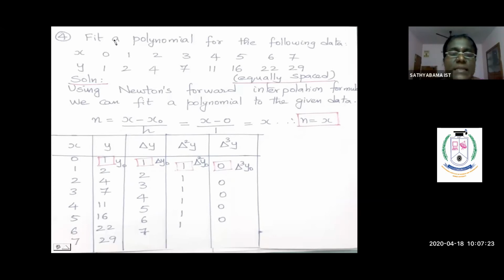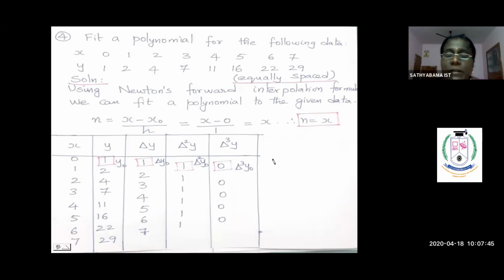And x naught is the initial value of the data set, which is 0. h is the common difference, which is 1, and therefore n is replaced by x itself in your interpolation formula. Again, I need the forward interpolation difference table. So here I have constructed a difference table, where del cube values are totally 0.